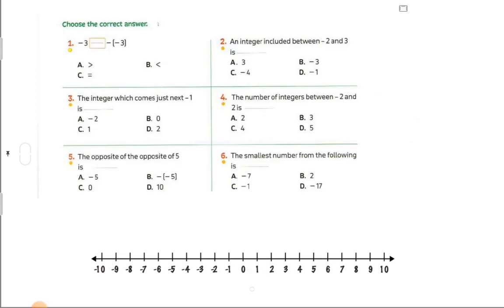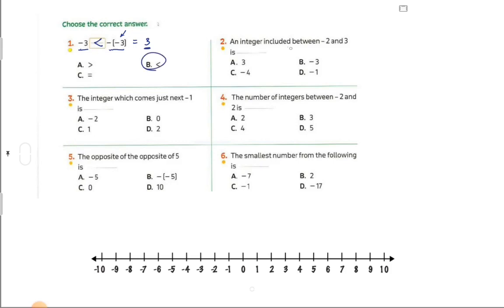Choose the correct answer. We have negative 3 and negative of negative 3. I know negative 3, right? But what's the meaning of negative of negative 3? It means the opposite of negative 3. Negative 3, its opposite equals 3. Always when you find a negative of a negative, it means positive. Okay, what's the greatest one? Just 3 is greater than negative 3, choose B.